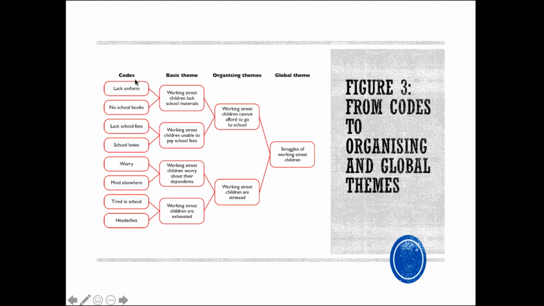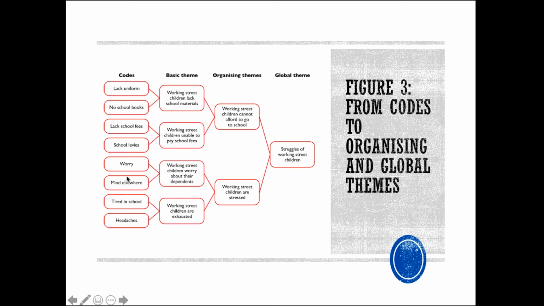But now you can generate so many codes. So you can see lack of uniform, no schools. That is the first. But also, why don't they go to school? Because they cannot afford to pay the fees, school levies. They are worried, their minds are elsewhere, because they study on the street, and they are tired, and maybe they also get a headache. So these two, lack of uniform and no school books, form working street children lack school materials, and lack of school fees and school levies forms working street children unable to pay school fees.